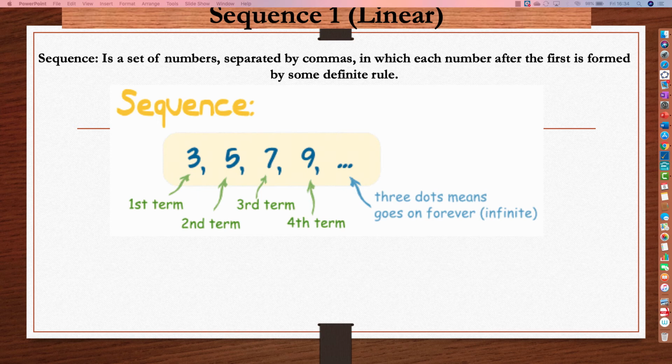This right here is known as the first term. And what you'll often see in questions and in exam papers is called T1. This one is the second term, 5. What do you reckon it's called? T2, T3, T4, and so on. Is that alright?